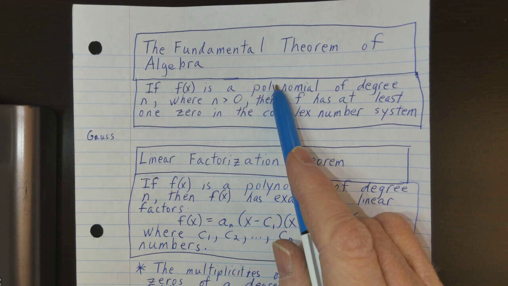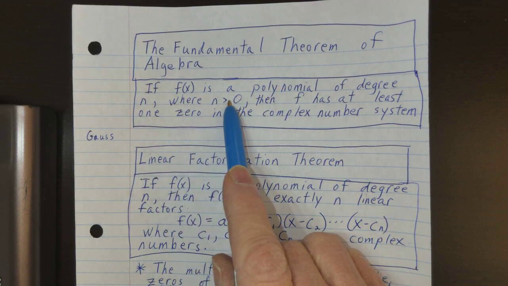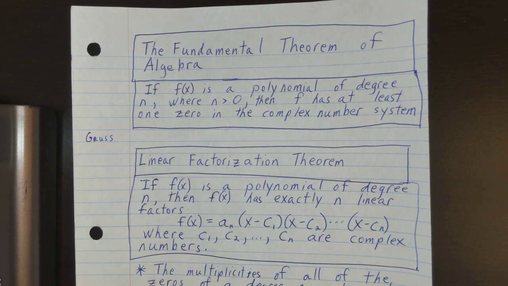But if f of x is a polynomial of degree n, where n is greater than 0, if it's a polynomial, n is going to be greater than 0, then f has at least one 0 in the complex number system. Okay? And we'll talk about that.